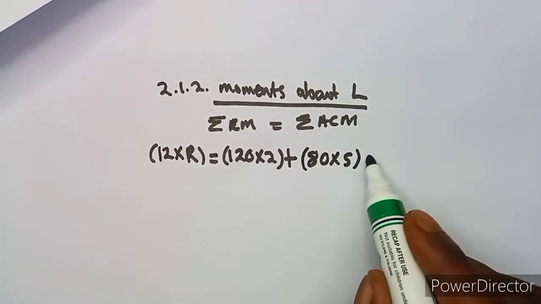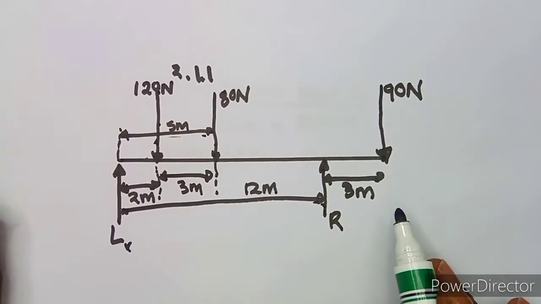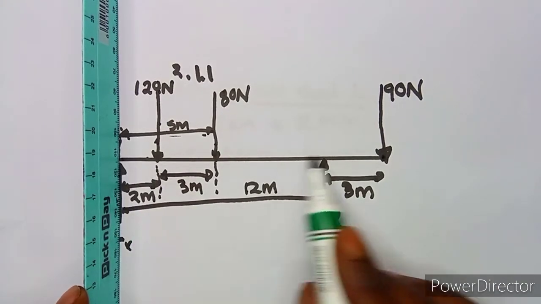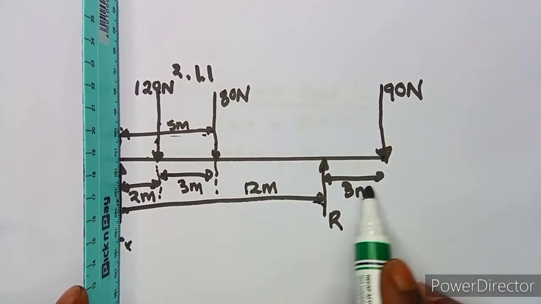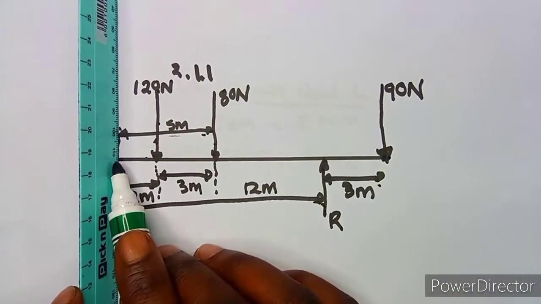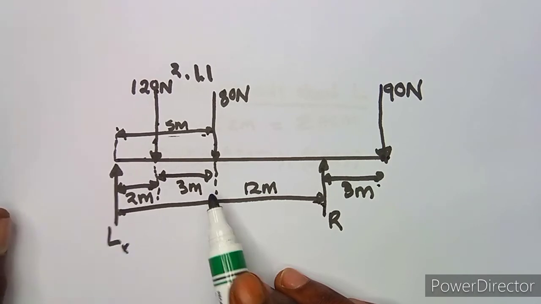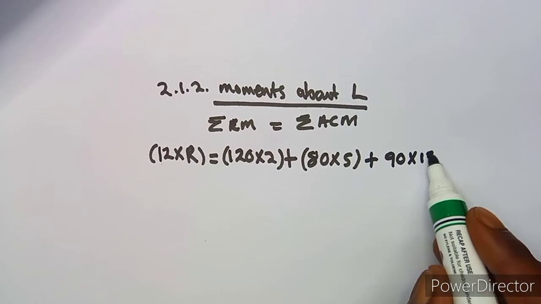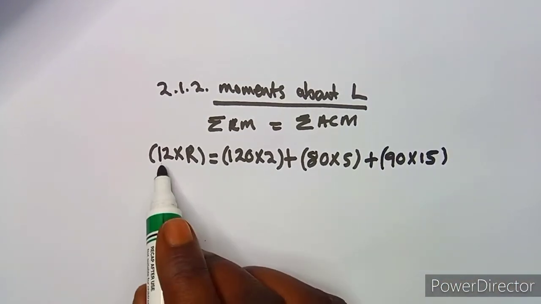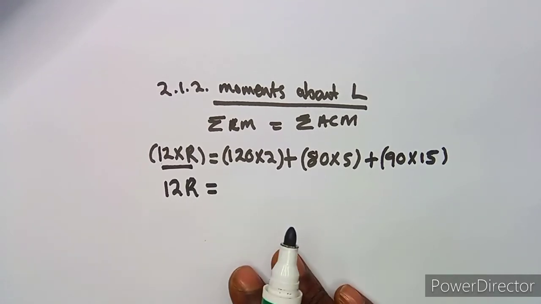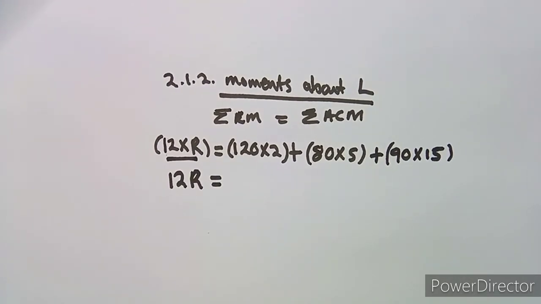You move on to another one because we still have another force here, and that is 90 back to L. Remember, there's a distance here of 12 plus 3, which is 15. So the total distance here is 15. So it's 90 by 15. All right, guys, you just multiply this. It's going to be 12R, which is equivalent to, so someone can actually work out each and every moment.